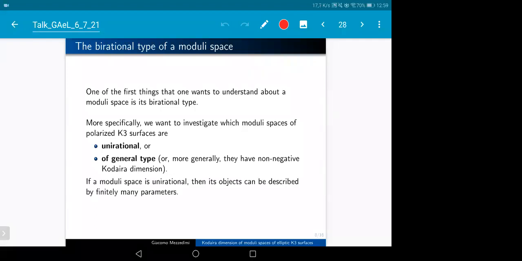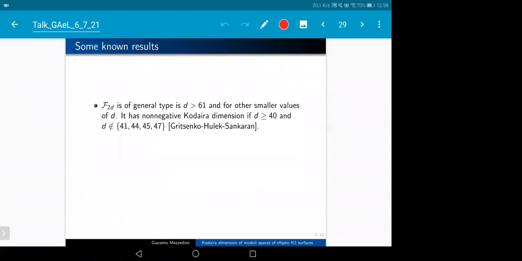And this kind of question is classical in the literature. Most of the work has been done about the moduli space F2D, the moduli space of 2D-polarized K3 surfaces, so K3 surfaces of degree 2D, basically. They were studied since a long time ago, but Gritsenko, Hulek, and Sankaran proved that these moduli spaces are of general type if D is big enough. In this case, big enough means that it's at least 62. And they have information about these moduli spaces also for smaller values of D.